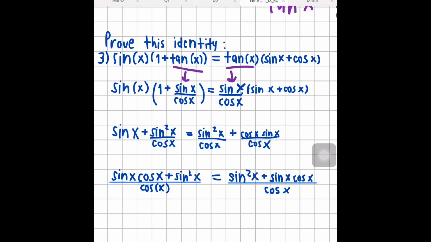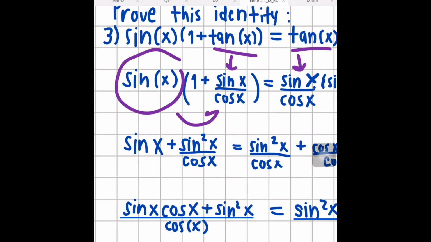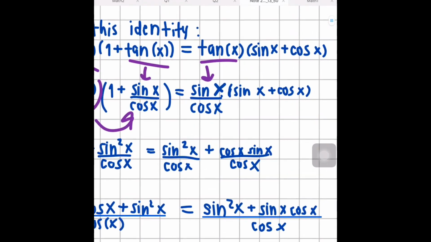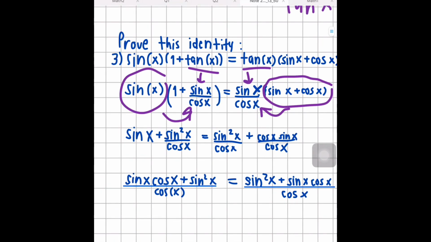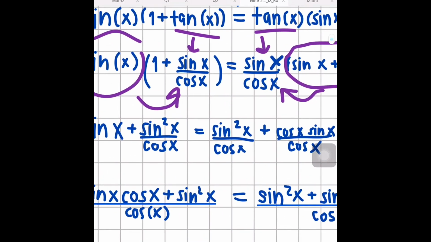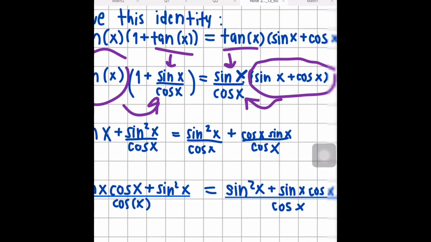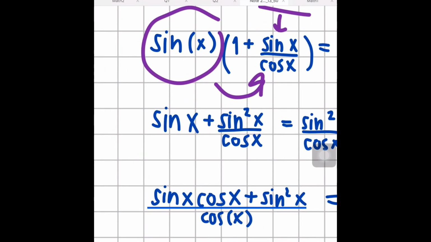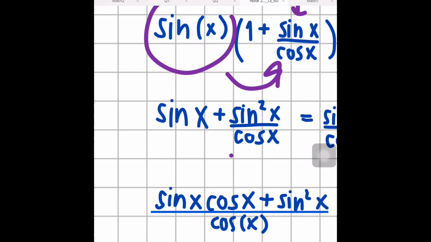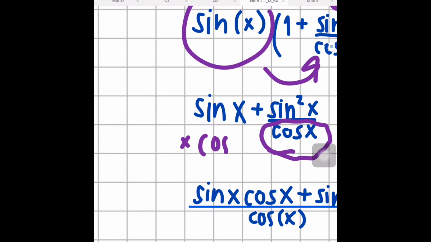Then multiply sin x into the equation and multiply sin x plus cos x into the equation. So it will be sin x plus sin square x over cos x equal to sin square x over cos x plus cos x times sin x over cos x. Then make this equation have the same denominator, so we have to multiply by cos x.